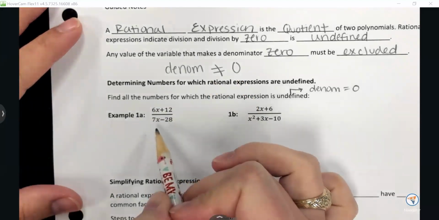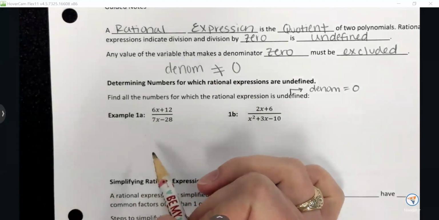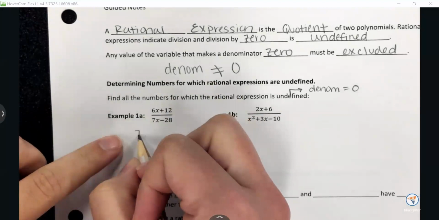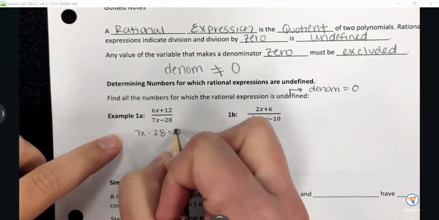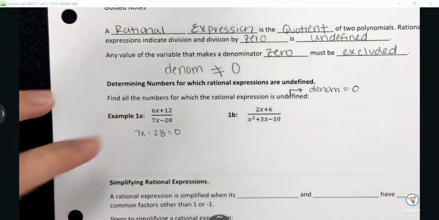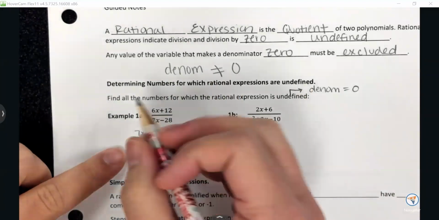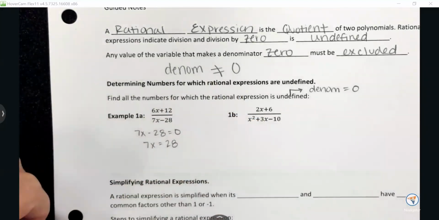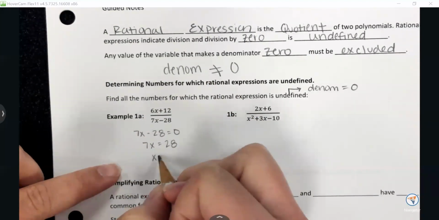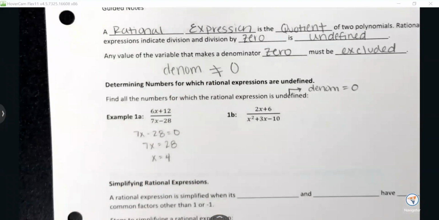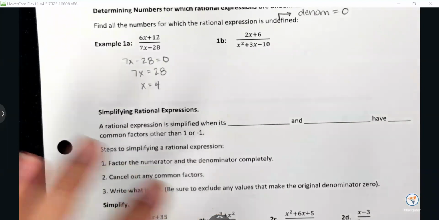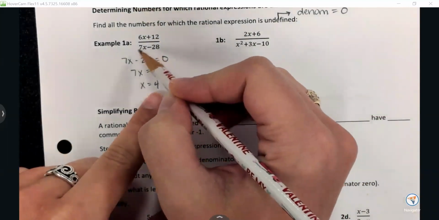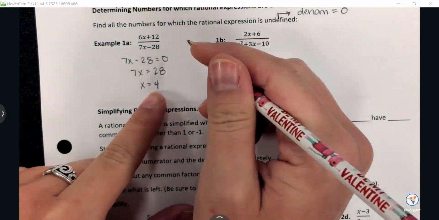So example number 1, I could take out a GCF first if I wanted to, but I also know how to solve this. If I set 7x minus 28 equals 0, because it cannot equal 0, so if I move 28 to the other side, I have 7x equals 28. So x will equal 4. Now, what does that mean? That means if I were to plug in the number 4 here, what would happen? If I plug in 4, that would give me 28, and 28 minus 28 is 0, which we can't have.